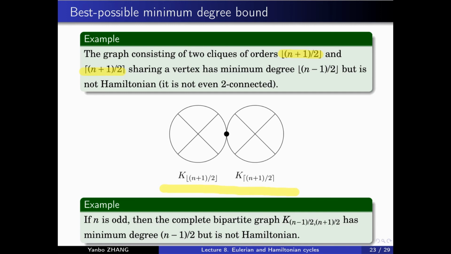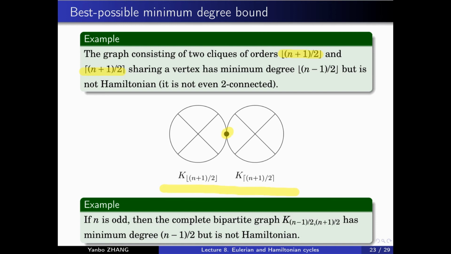So we can calculate its minimum degree, which is the floor of (n minus 1) over 2. But it is not Hamiltonian. It is not even 2-connected, because we can find that there is a cut vertex in this graph.